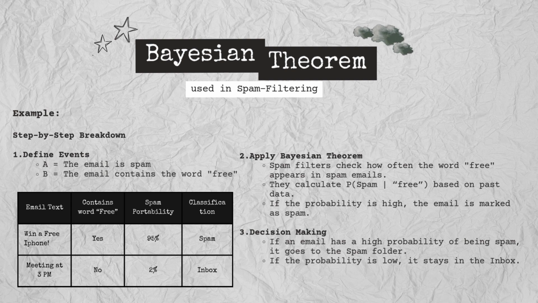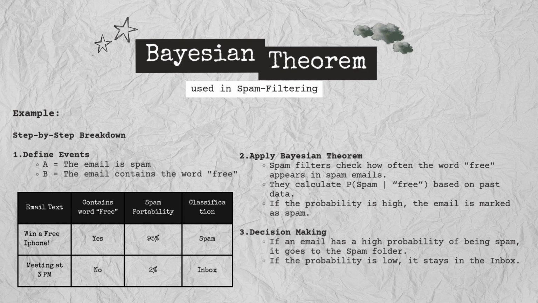Now that we understand the Bayesian Theorem, let's see how it works in a real-world example. Spam filtering. Step 1. Define events. To determine if an email is spam, we define 2 events. A equals the email is spam. B equals the email contains the word free. Spam filters analyze incoming emails and check if certain words, like free, appear, as these are commonly found in spam messages.